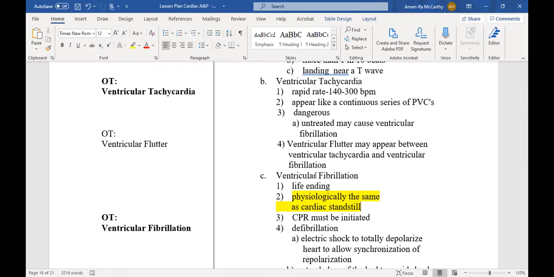All right? So when they say which one of these rhythms is physiologically the same as cardiac standstill or the same as asystole, then you're going to say, oh, that's V-fib.